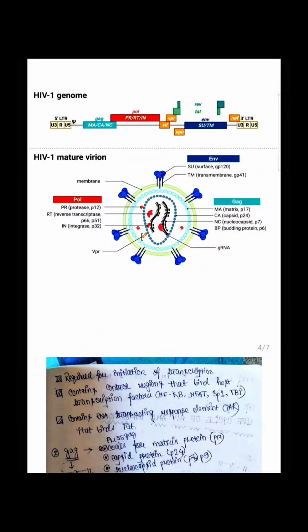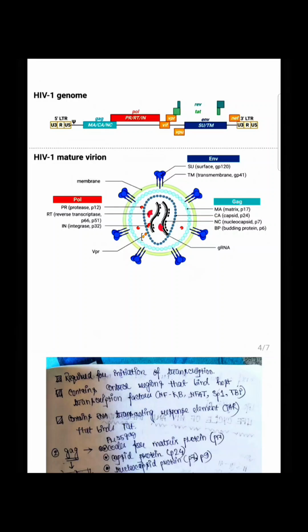And first of all, we've got the matrix. See, the matrix is made up of P17 protein. Then we have got the capsid, that is made up of P24 protein. See, this is the capsid. Okay, then we have got the nucleocapsid, that is made up of actually P7 and P9. And then we have another protein as well, that is called the budding protein. This budding protein is the P6, that is also involved in the structure.